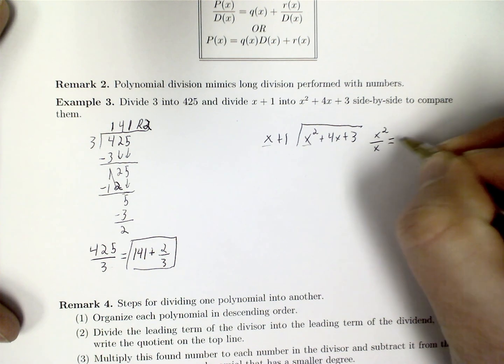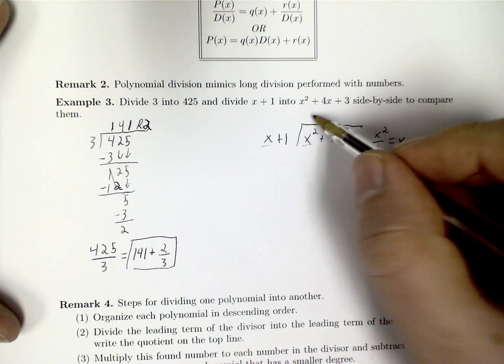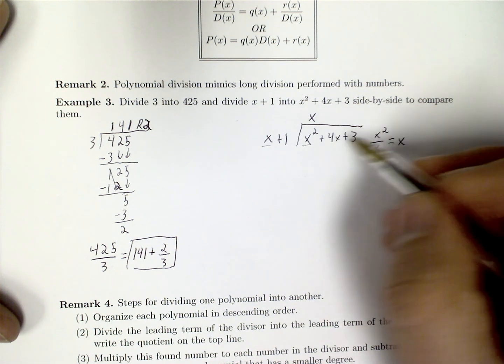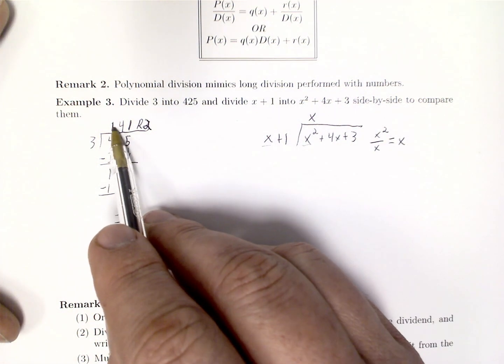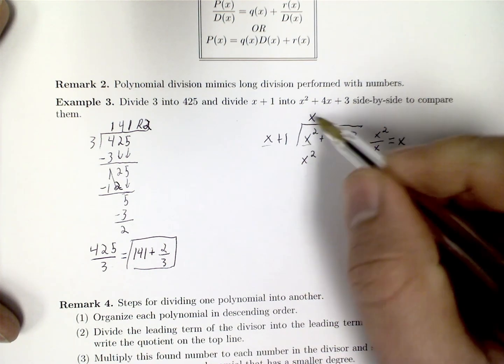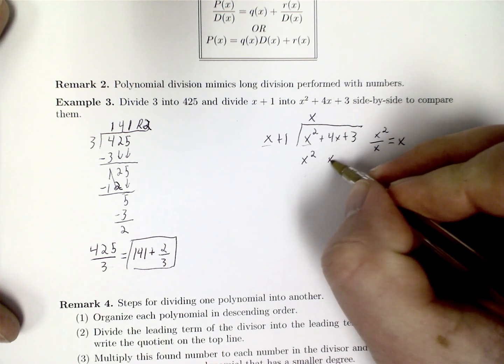And that answer is x. And we put that up here. So x squared divided by x is x. That's what we put. So we divide. What was the next step we did? We multiplied. So x times x is x squared. x times 1 is x.